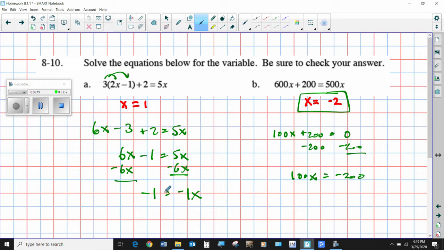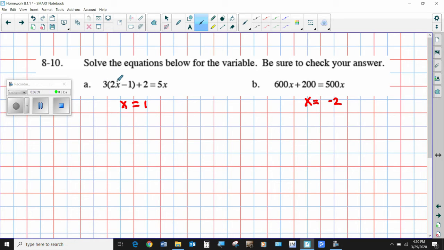So we do the same thing we've always done. If this was 2x equal to 4, you would know to divide both sides by 2. Well, just divide both sides by negative 1. Any number divided by itself is going to give you 1 for an answer. So you end up with 1x is equal to positive 1. That ends up being the answer. And of course, check it to make sure that it works.